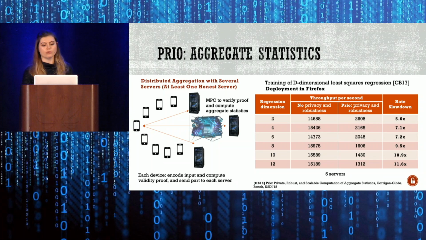And here is an example of the overhead that this solution brings in terms of the slowdown of the throughput that can be handled by the servers. And you can see that this is the case of training a d-dimensional least squares regression. So depending on the dimension, the slowdown goes from 5.6 times to 11.6 times, but you're still able to handle between 1,000 and 2,000 requests per second.